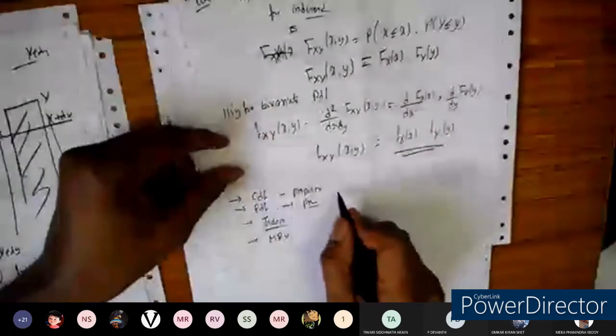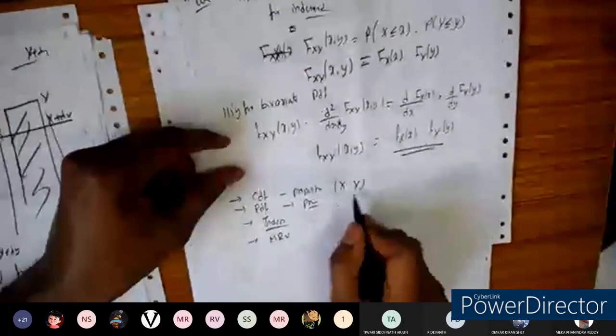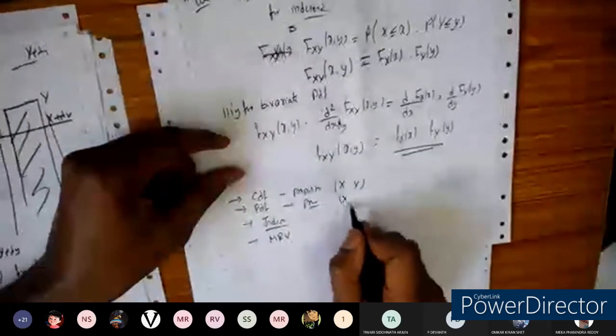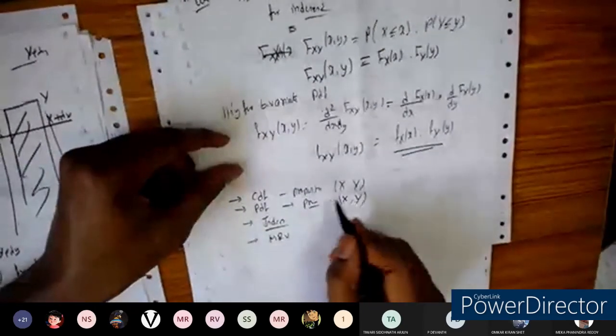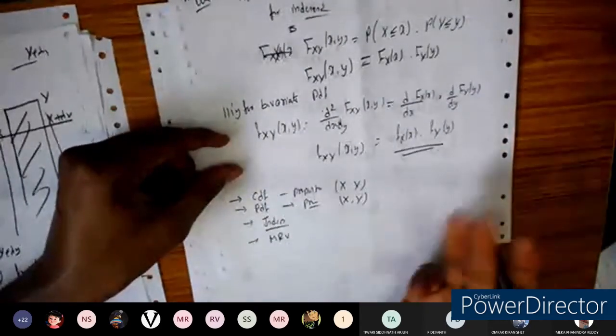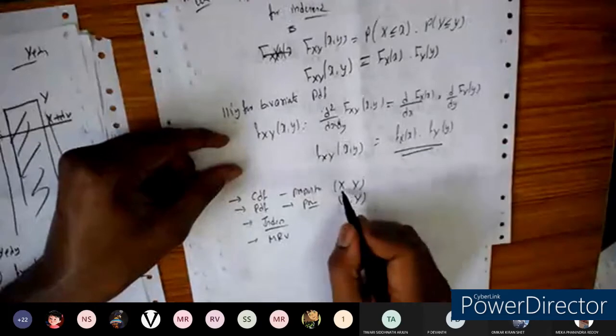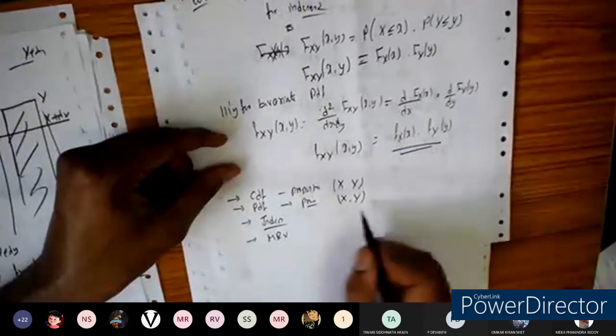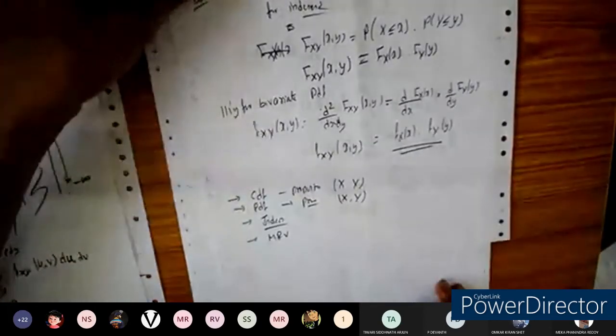So far we have seen the concept of the CDF and PDF for two random variables, X and Y. Now I'm going to extend the same concept to multiple random variables, meaning X1, X2, up to Xn. That is what we call multivariate density functions.